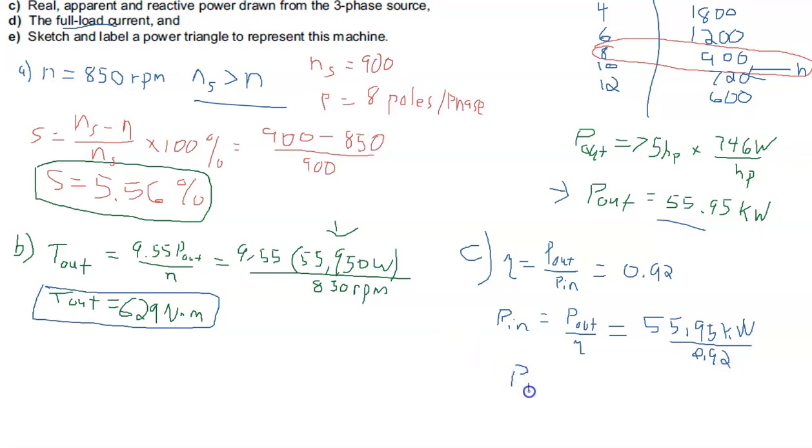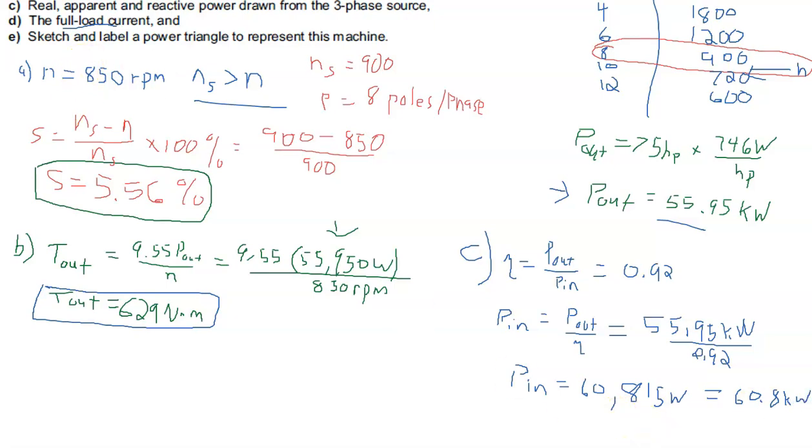And if you do that calculation, your input power comes out to be, and I didn't round it at all, so 60,815 watts. Well, I guess I did round it to the nearest whole number. And so you can call that, if you want, 60.8 kilowatts.